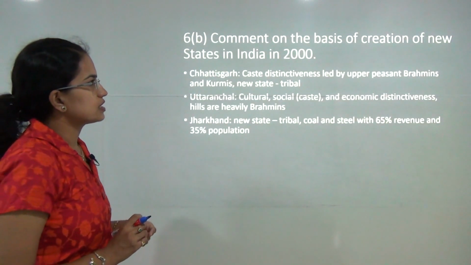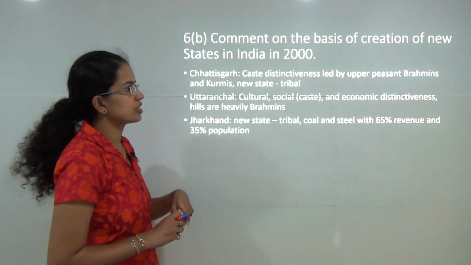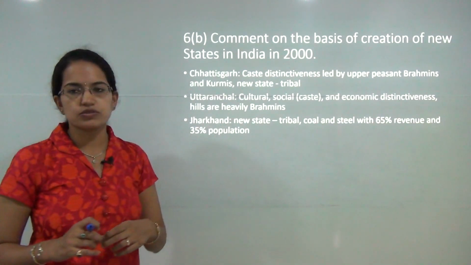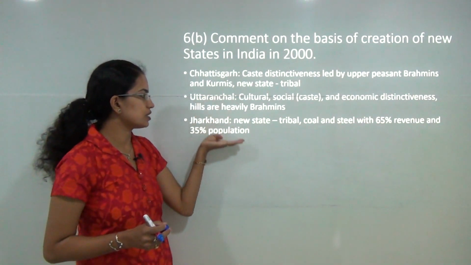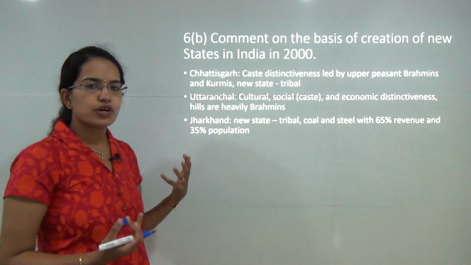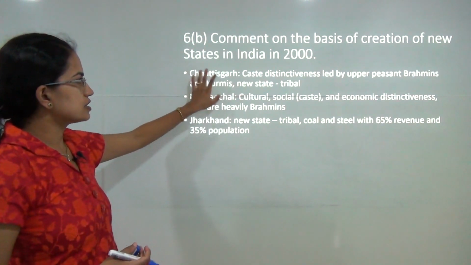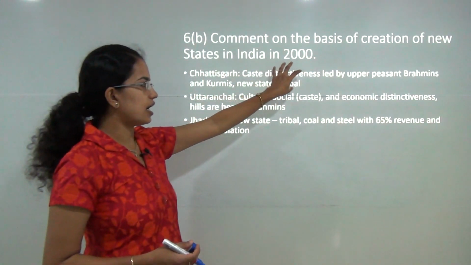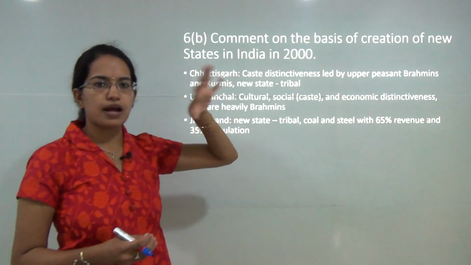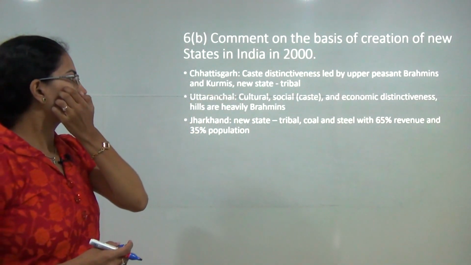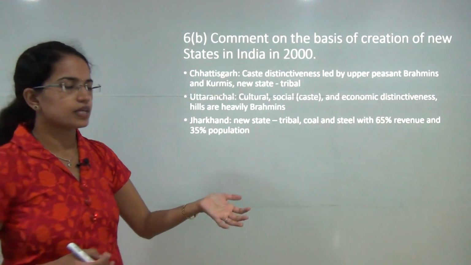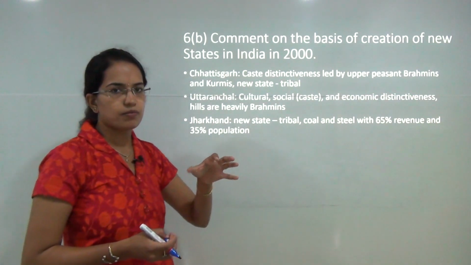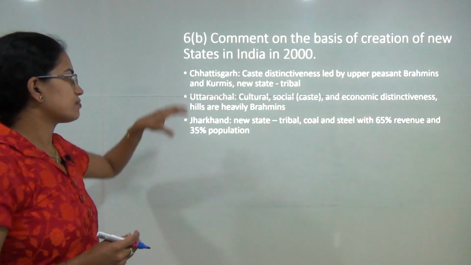The next question is comment on the basis for the creation of new states in India in 2000. So, in 2000, 3 basic states were created, Chhattisgarh, Uttaranchal and Jharkhand. The reasons for each of the state were different. Chhattisgarh, it was mainly the caste distinction which was led by Brahmins and the Khurmis. They talked about that the Chhattisgarh, which is a new state separated from Madhya Pradesh, has a huge number of tribal population and should be segregated. So that was the basic idea.